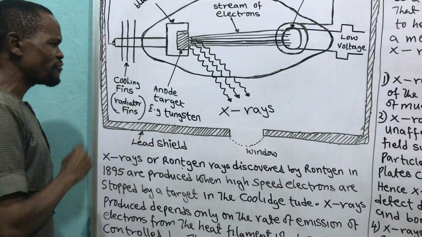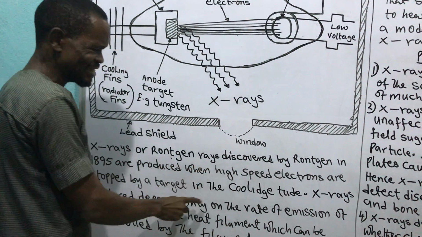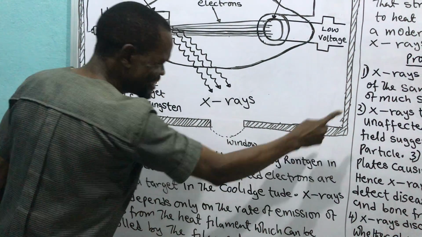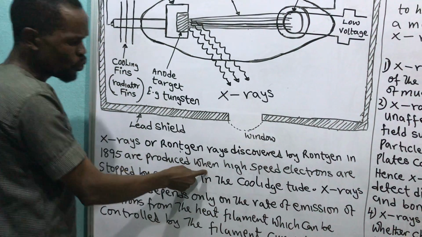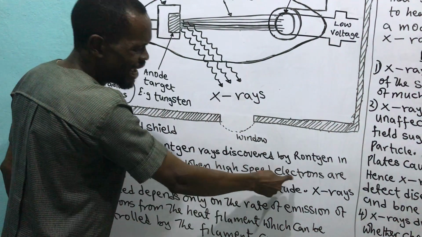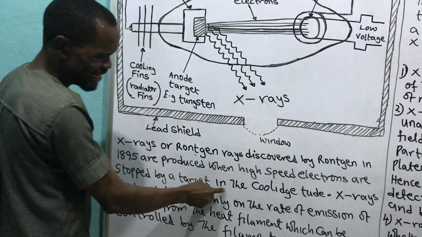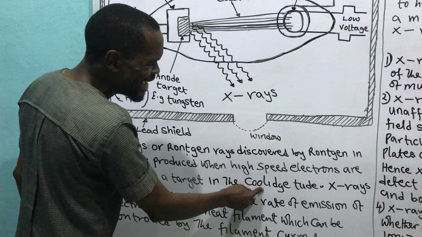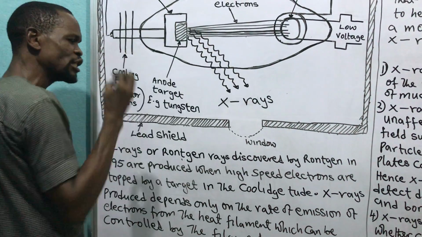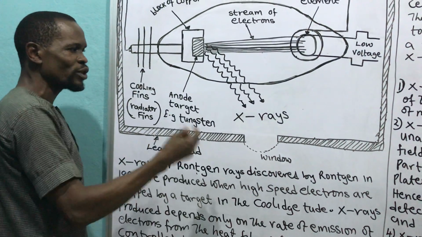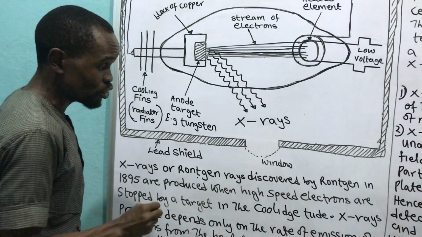We are asked to define X-ray. We say X-ray or Roentgen rays, discovered by Roentgen in 1895, are produced when high-speed electrons are stopped by a target in the Coolidge tube. Look at what we call the Coolidge tube. This is a modern tube used to produce X-ray. This is the Coolidge tube where the X-ray is produced.